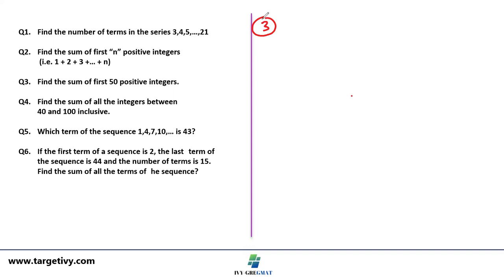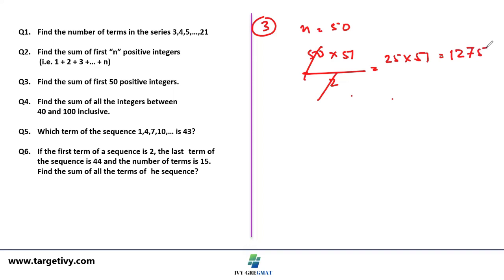The sum of first 50 positive integers. So n here is 50. Sum of n positive integers is sum of n natural numbers only. So same formula, 50 into 51, n into n plus 1 by 2, which is, let's do it, 25 into 51. If I do a calculation, it will become 1275. Well, let's take the fourth one.